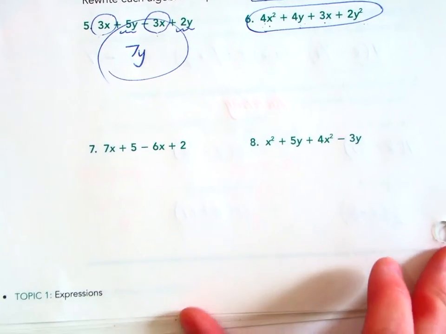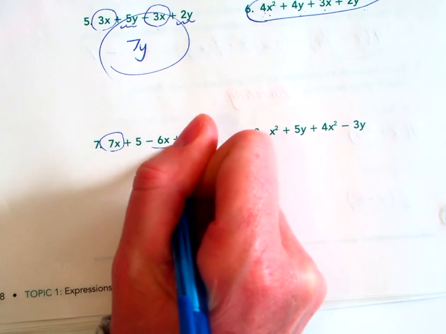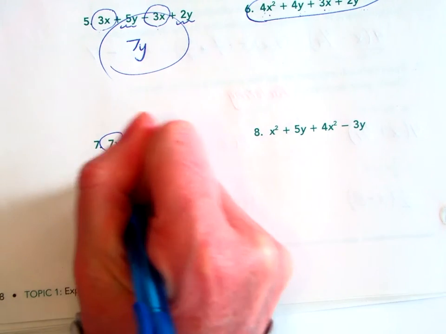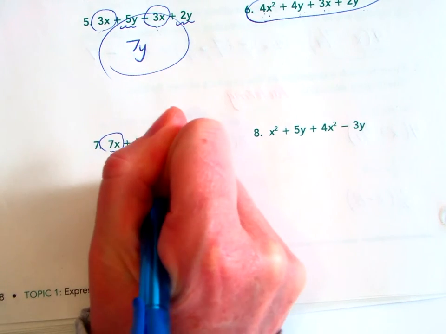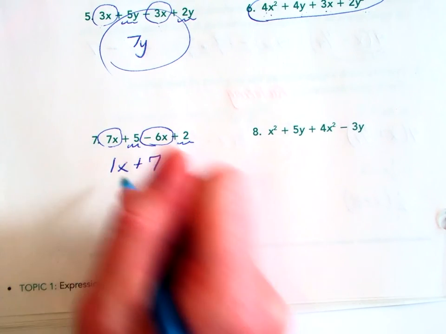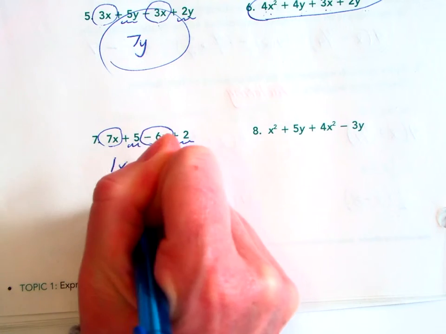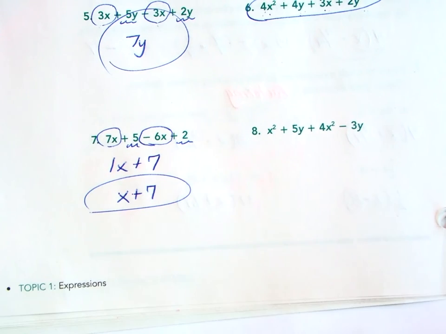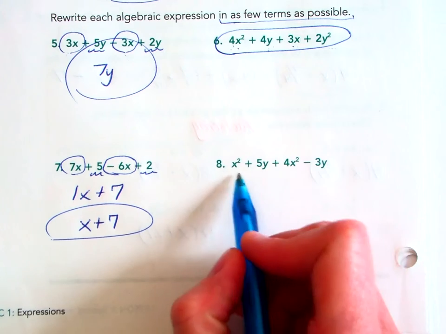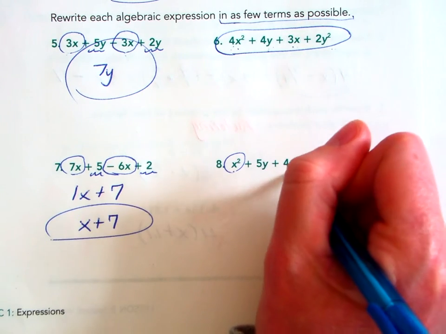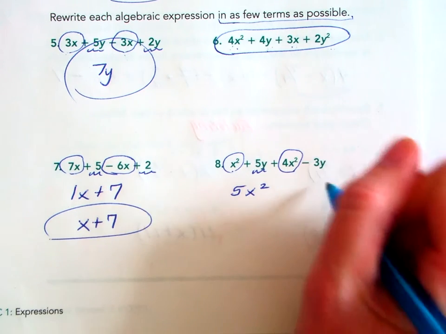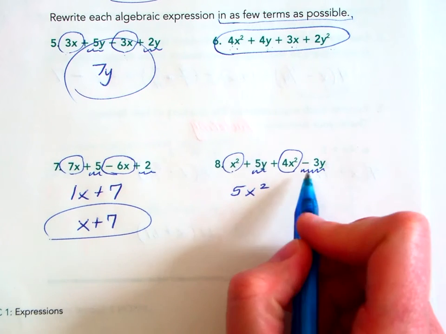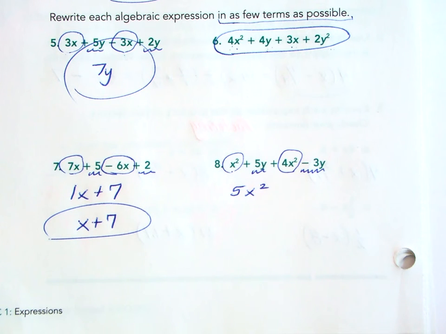Number 7, I can see that I have a 7x take away 6x's. So that would leave me 1x. I've got a 5 and a 2, so that would be 7. So it's either 1x plus 7, or you can eliminate the coefficient 1 because it's understood. x plus 7. Number 8. x squared can be combined with 4x squared. Okay, so that's 5x squared. 5y can be combined with take away 3y, or you could have thought of it as a negative 3y. In either event, you're left with 2y.